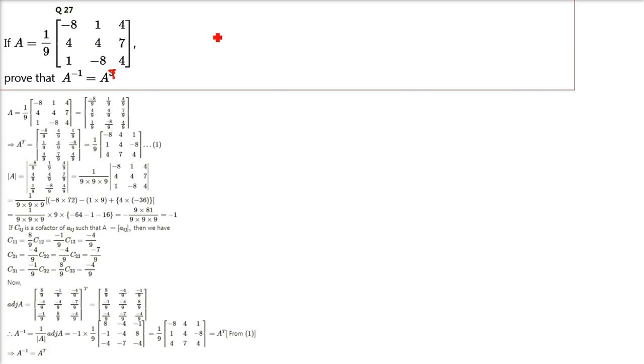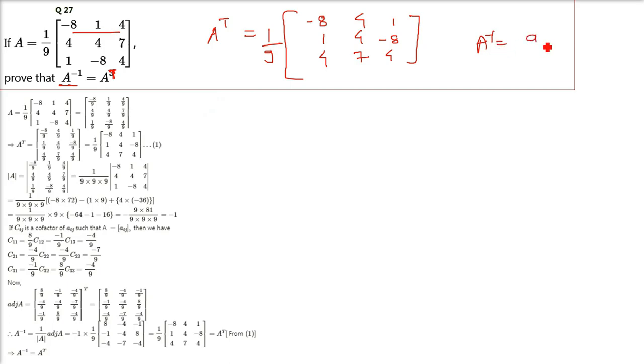So A transpose will not be like this, that you transpose the matrix and then you keep that 1 by 9. No. When you have 1 by 9 here, well, it won't affect, but still you have to convert the row and column, that is rows to column. And then you have to multiply 1 by 9 inside. But since this is just a transpose, I'm keeping 1 by 9 outside, and then row and column we are exchanging. So A inverse is adjoint of A divided by the determinant of A.